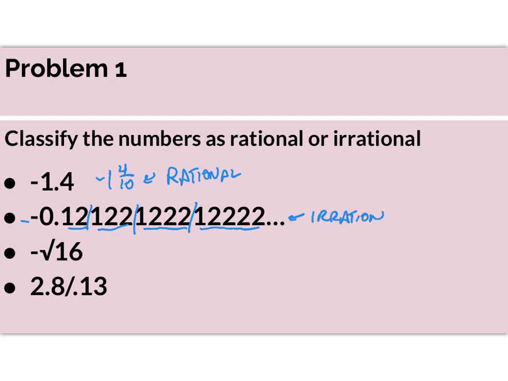A non-repeating, non-terminating decimal. The opposite of the square root of 16 equals negative 4, and we showed you earlier how 4 can be made rational. And 2.8 divided by 0.13. This is a fraction, so it's rational. I don't even have to calculate it out. If it can be expressed as a fraction where the bottom is not 0, then it's rational.